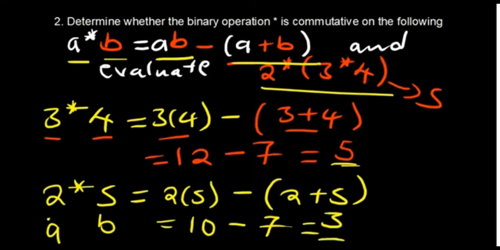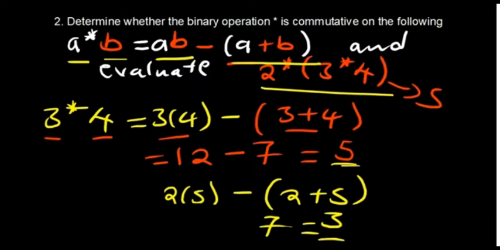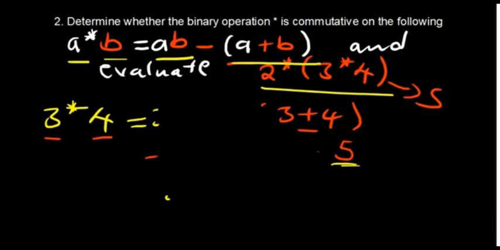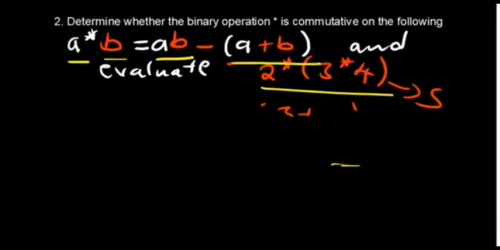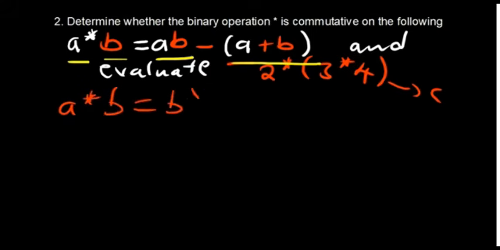Let's move on now and show whether it is commutative or not. From our first question, we are saying that if A star B is equivalent to B star A, then we can say that the binary operation is commutative. We've seen that our A star B has already been given. Let's try to show our B star A.